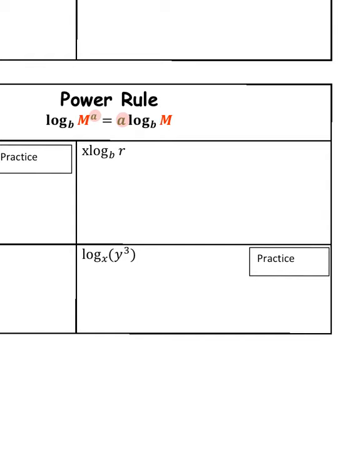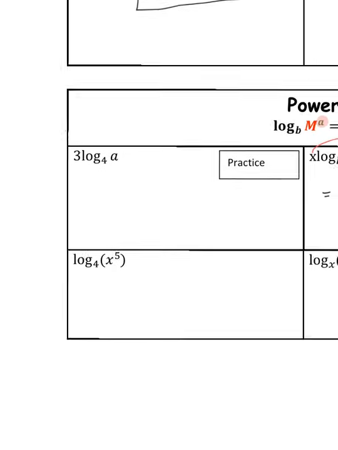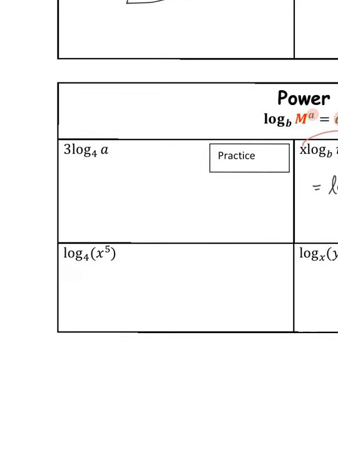So in the case of this problem here, the x log base b of r, right now the letter x is acting as a coefficient or the number in front of the log. Using the power rule, I'm going to move it up into the exponent. So this is going to become log base b of r raised to the x. And that is literally all you have to do. So pause the video, go to the one that's right here that says practice, the 3 log base 4 of a, and try that one.